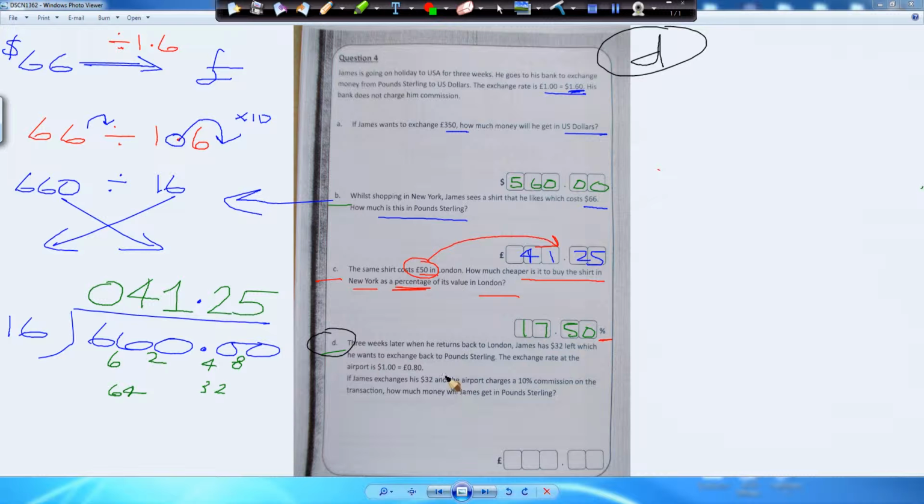Question D now. Three weeks later, when he returns back to London, James has $32 left, which he wants to exchange back to pound sterling. The exchange rate at the airport is $1 worth 80 pence. If he changes that at the airport and the airport charges 10% commission on the transaction, how much money will James get in pound sterling?